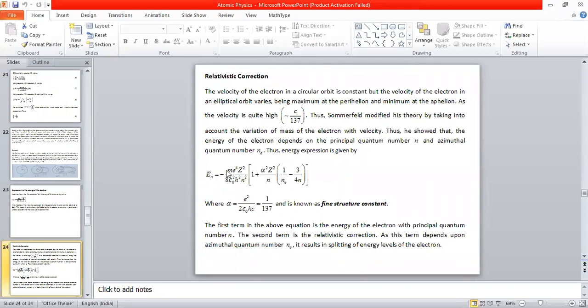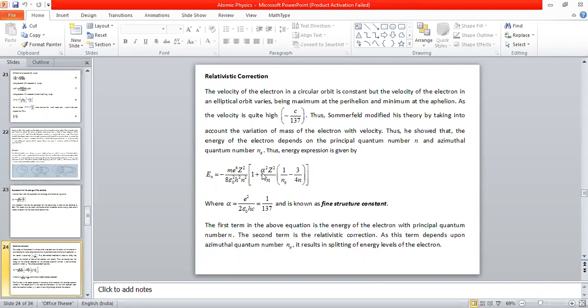It is given by En is equal to minus m z square divided by 8 epsilon naught square h square into n square, and then inside the square bracket 1 plus alpha square z square divided by n, into in a circular bracket 1 by nφ minus 3 by 4n. Then the two brackets close, where z is the atomic number of the element. So for example, in the case of hydrogen atom, z becomes equal to 1. Okay, no problem. That is the atomic number.